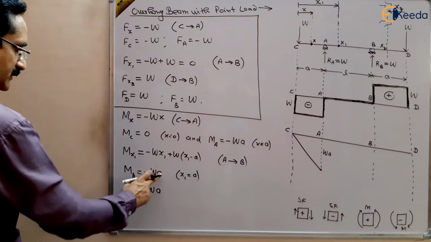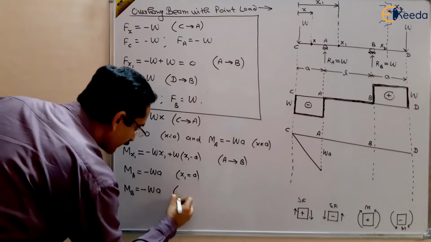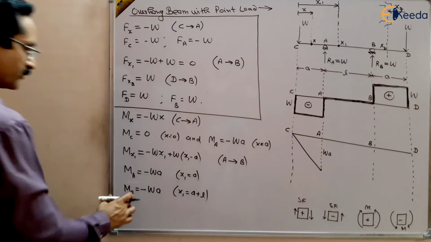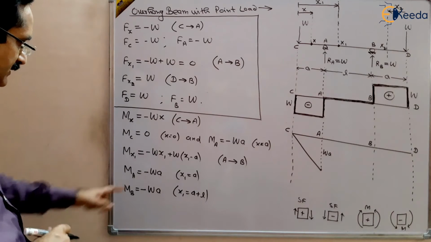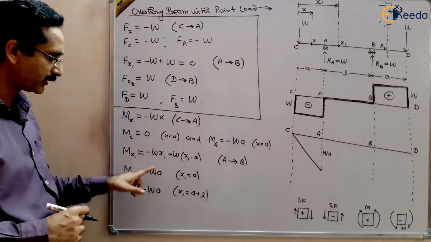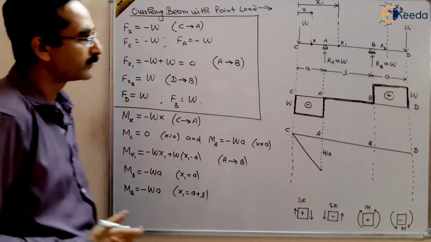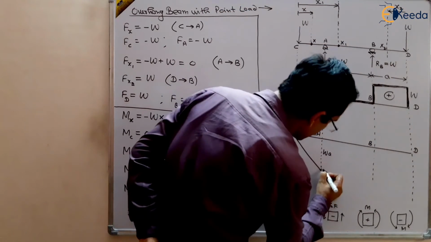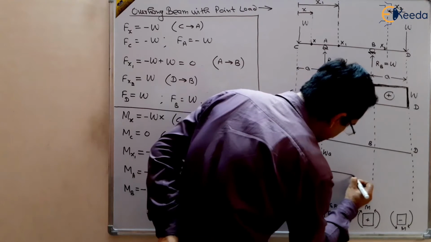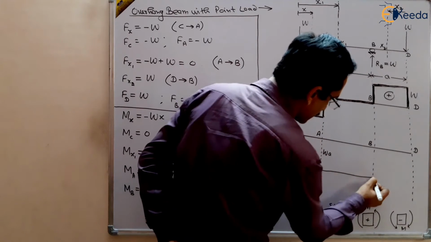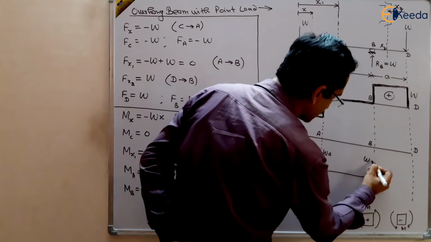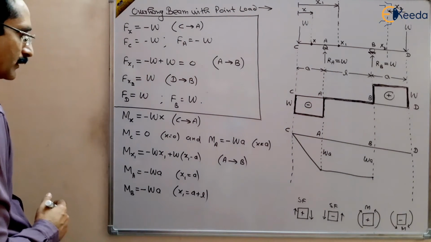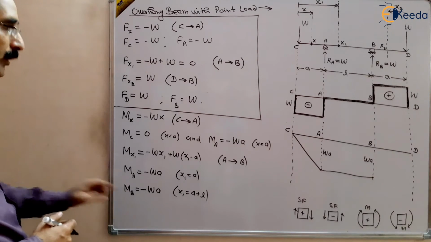So MA is minus WA, MB is minus WA, when x1 will become A plus L. Put in this value, you will get this value, right? So it means this is a straight line, a horizontal line, there is no change in bending moment, right? And it is obvious because there is no load in between, so you will get a straight line like this, a horizontal straight line of intensity minus WA, downward direction, right? So this is the bending moment at point B.